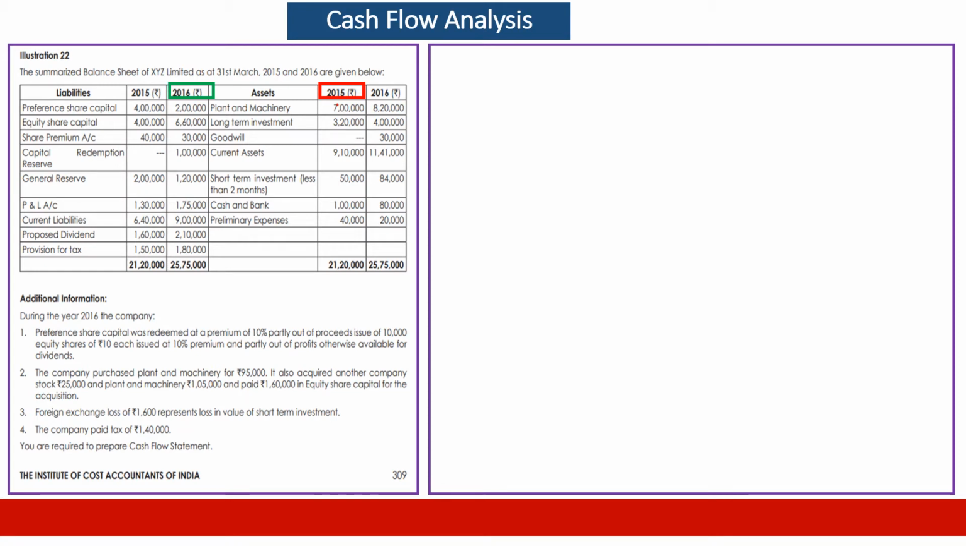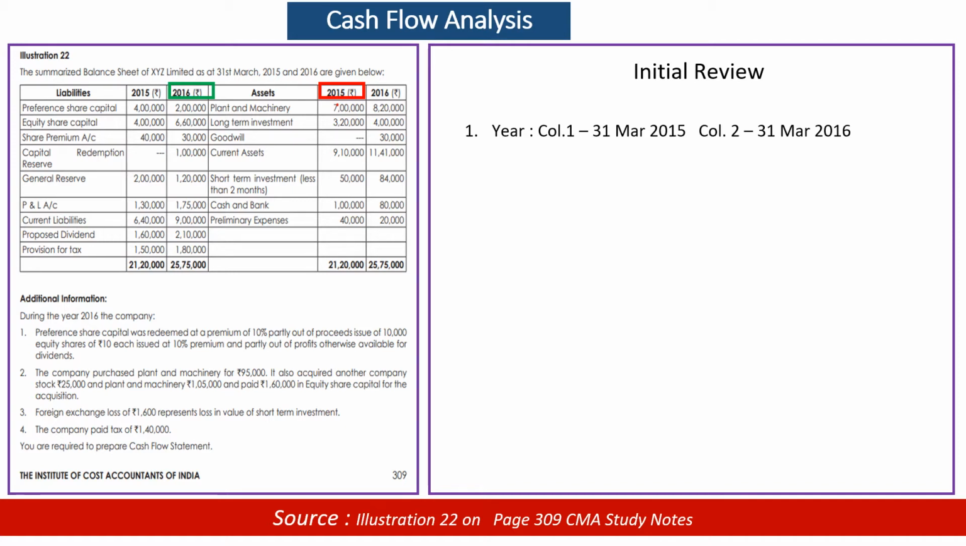We will take up today illustration 22 on page 309 of CMA study notes for understanding how to build a cash flow. And when we see this, even in the question papers, we need to have an initial review to understand how complicated it is and what are the issues involved. First one, we have 2 years. We have to first see the alignment of column, so that we can deduct one from the other to find the increase or decrease.